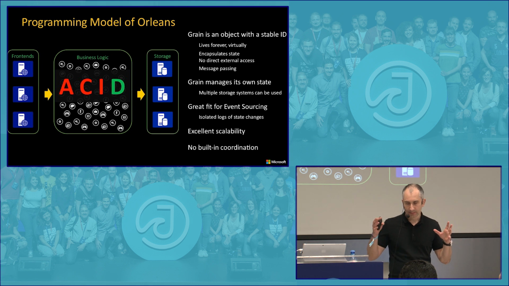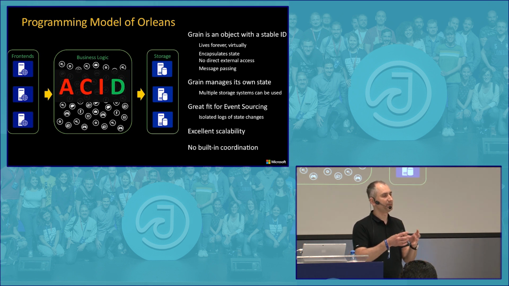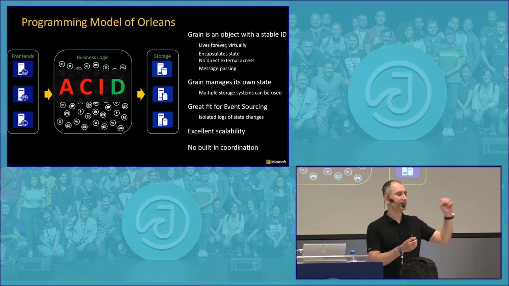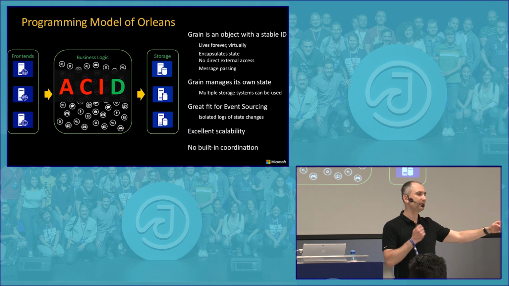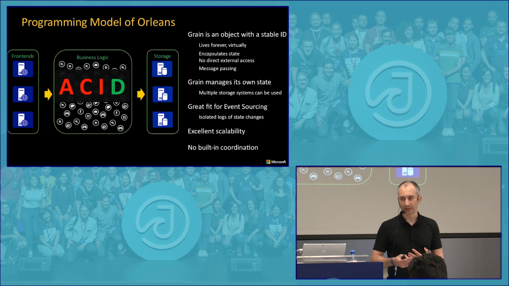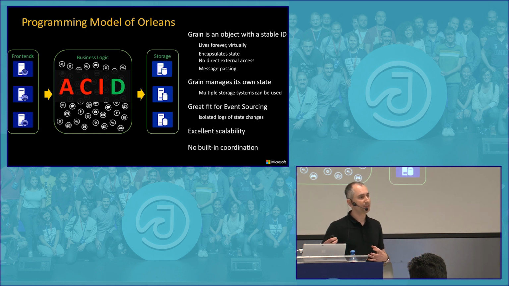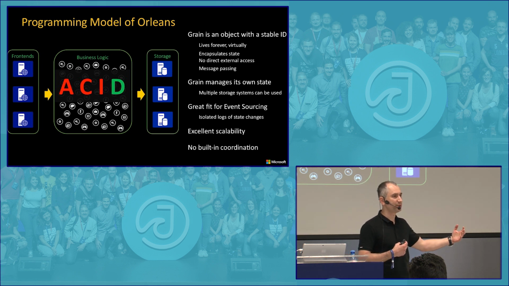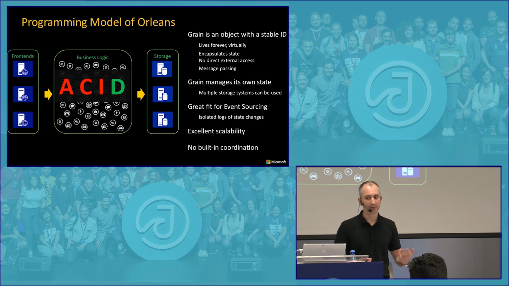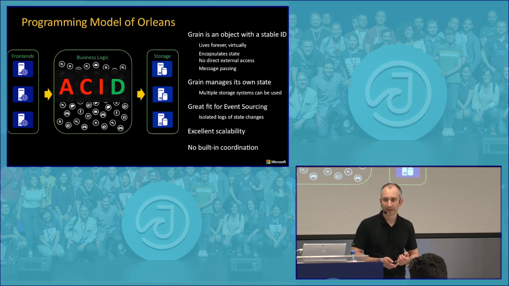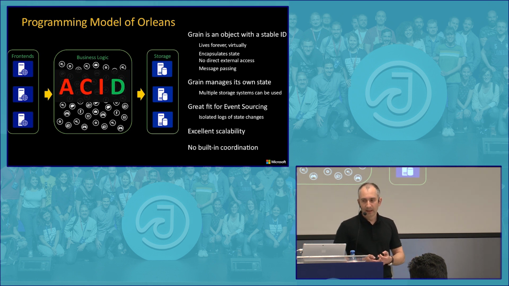So these objects, these grains, are isolated. They manage their own state. There is no direct access to other grains' state. You have to send a message by making a method call. And that makes it great for scalability, because you don't really need to coordinate state, and you can put these objects on different machines. They send messages to each other by making method calls anyway. So whether they're on the same machine or on different machines, it doesn't make any difference for the application. Slightly higher latency, but it's not really that much.